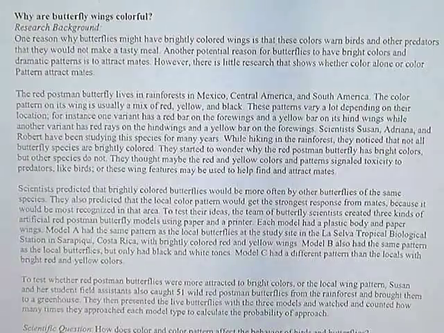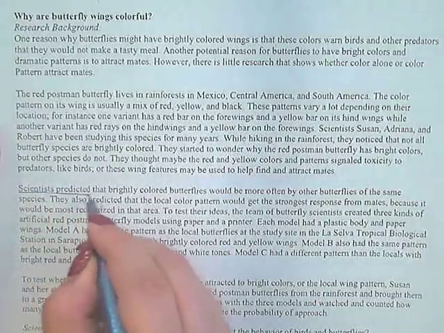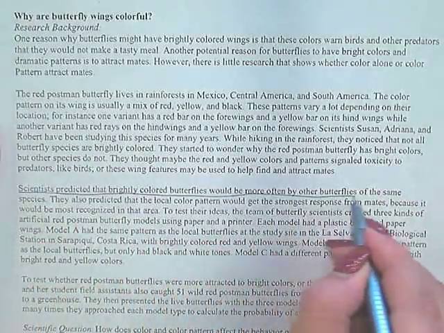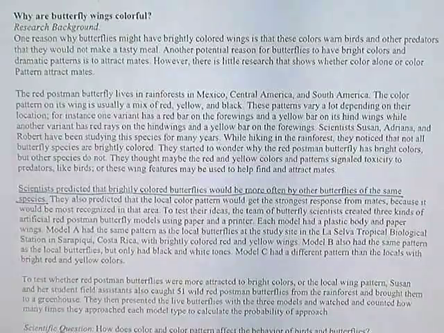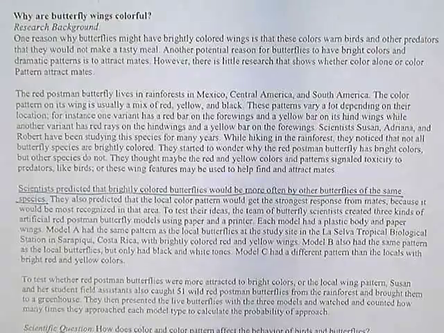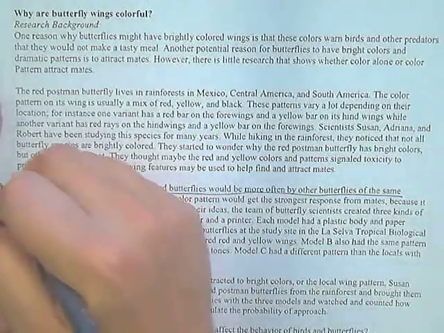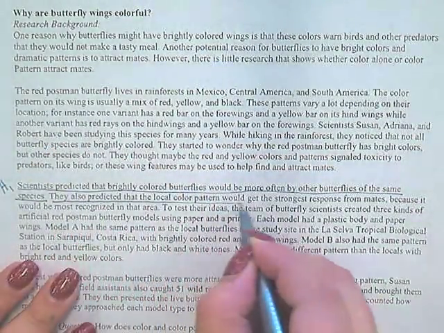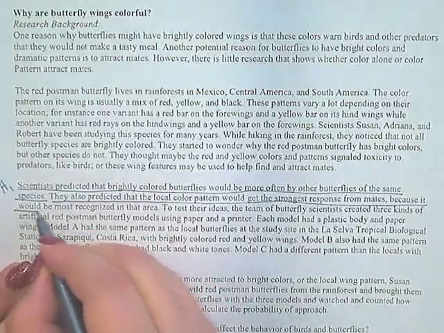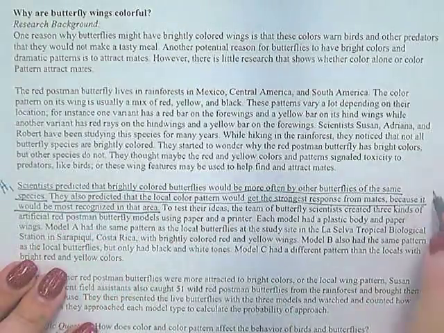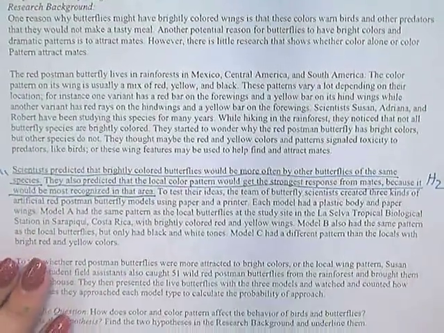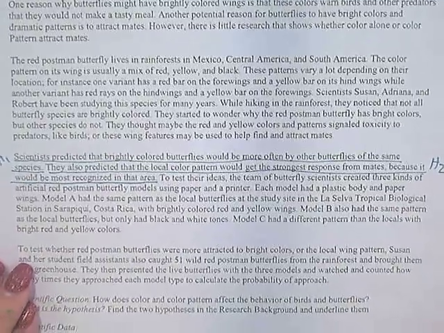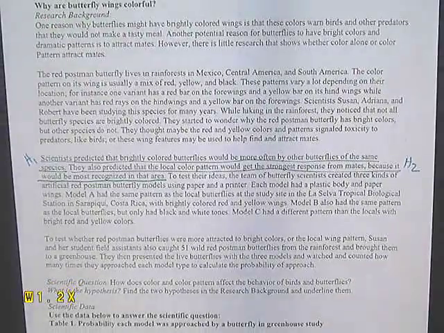So the first thing that you need to do when it asks to find the two hypotheses in the research and underline them, there's going to be two that we underline. Here is the first one, where we look at how does the color affect the number of responses and mates that these butterflies get. So that's hypothesis number one. And then the second hypothesis is right after that. What happens if we keep the same colors, but we have a different pattern? So those are the two hypotheses that we're going to be looking at in this experiment.